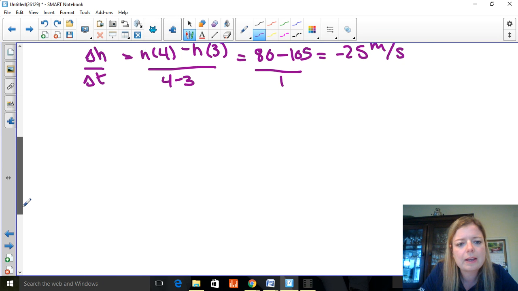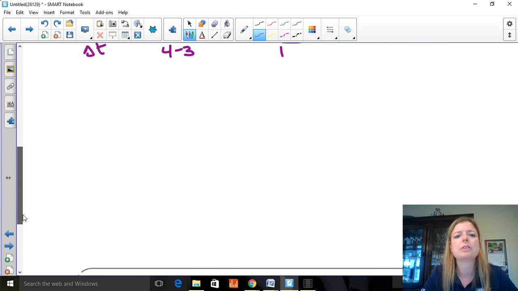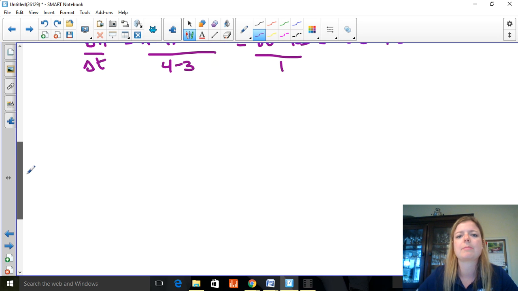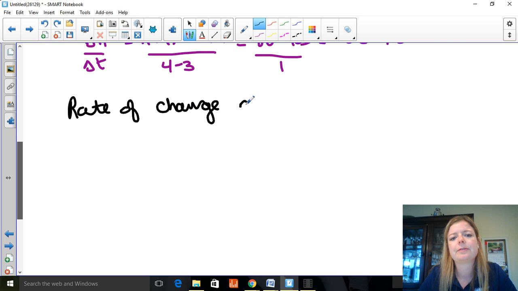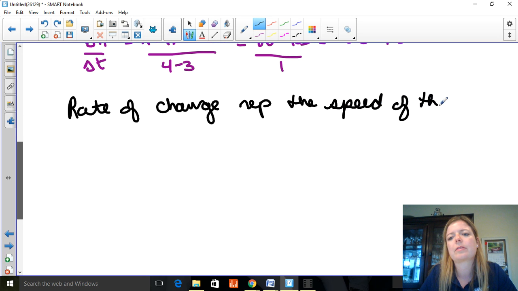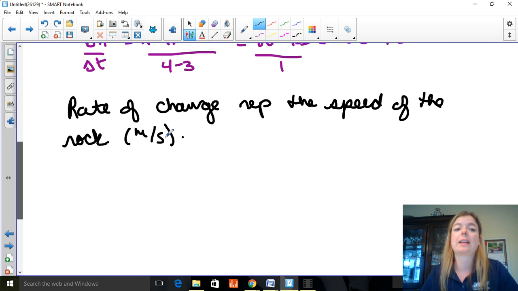So it asks us to discuss the results. I've been doing that orally, but let me just write something so you have something more formalized in your note. The rate of change here represents the speed of the rock, right? Because the units are meters per second. So when in doubt, just look at what's my dependent divided by my independent. What does that mean? Well, meters per second, that's speed, right?